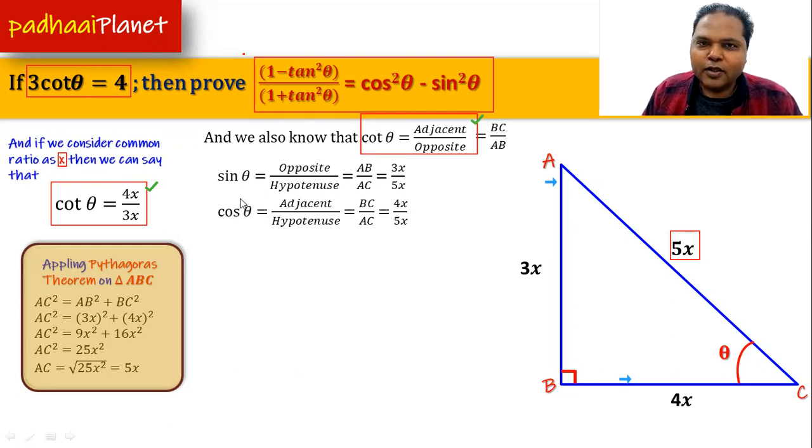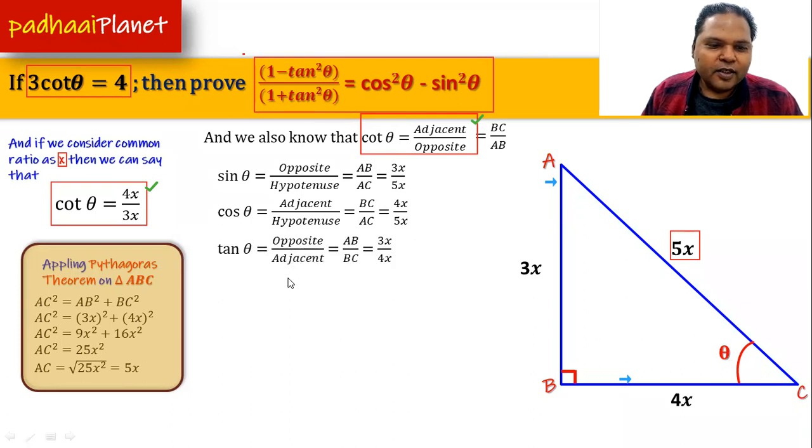Now we will quickly move on to the cos theta. And cos theta is also very simple. The ratio of cos theta is equal to adjacent over hypotenuse, right? So that's like BC over AC, and these are the values, and we finally got this also.